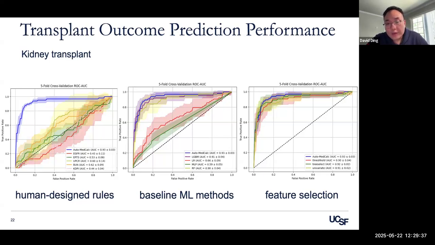And also, we make our model comparison against the baseline machine learning methods, for example, LightGBM, which usually performs very well on this kind of tabular data and time series data. We can find that AutoMedCalc can outperform these baseline machine learning models. And it also makes sense.